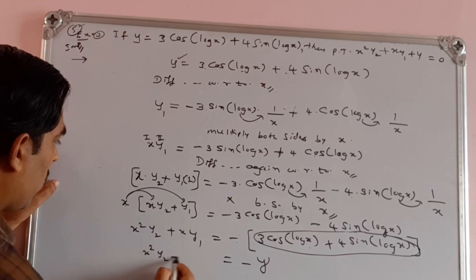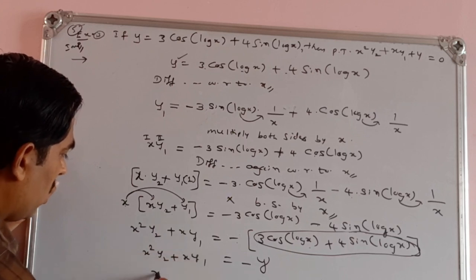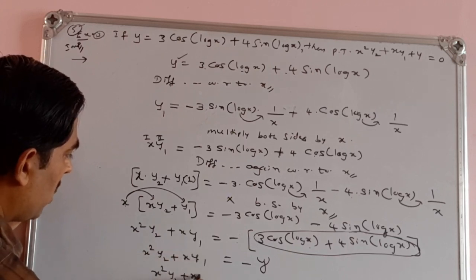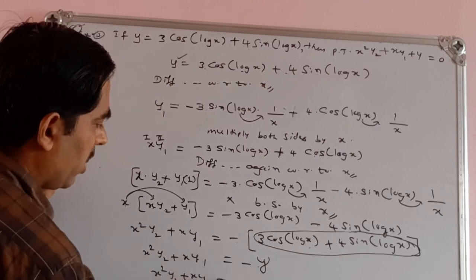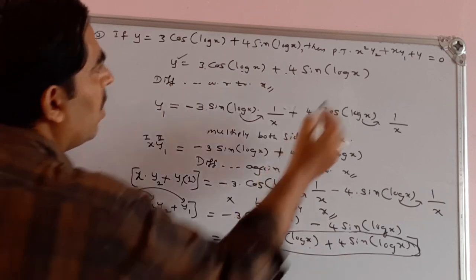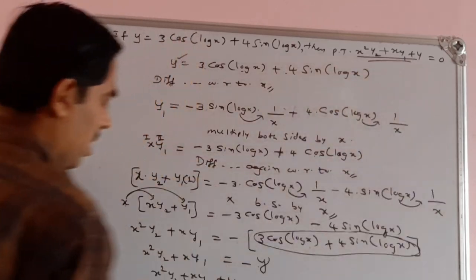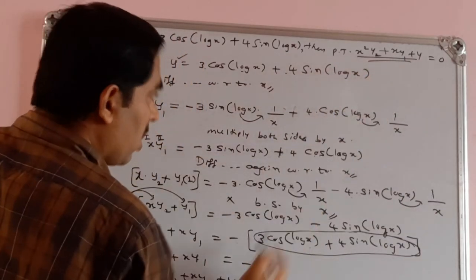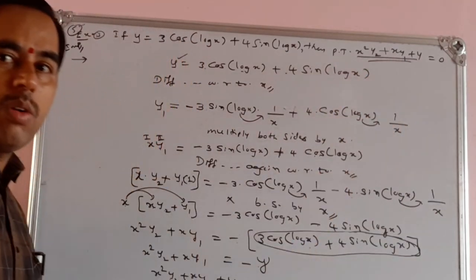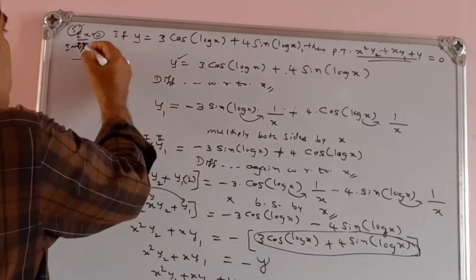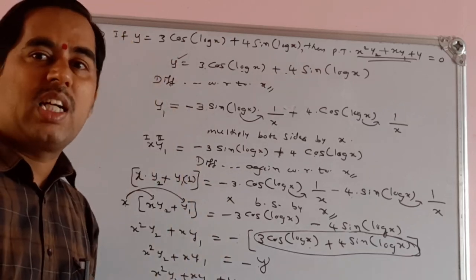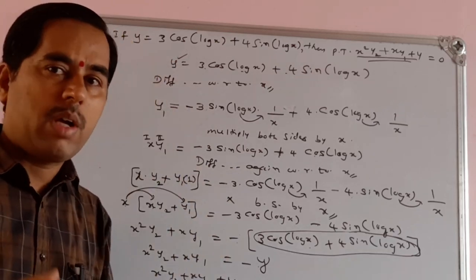So this is x square y2 plus xy1 is equal to minus y. Bring minus y to the left hand side: x square y2 plus xy1 plus y is equal to 0. This is our required result. In this way we can do this problem. This is an important problem. It has been asked 3 or 4 times in the examination for 5 marks in part D.